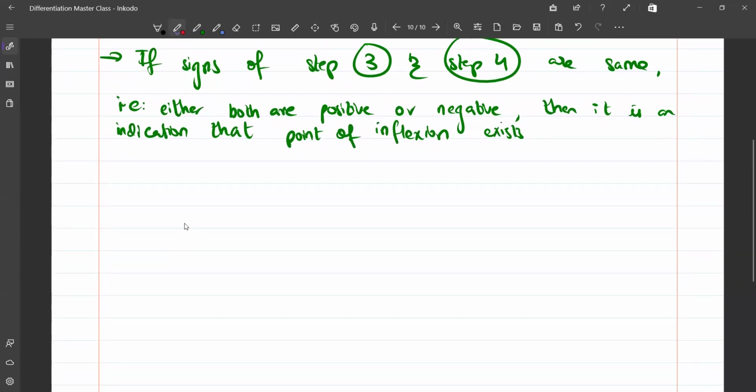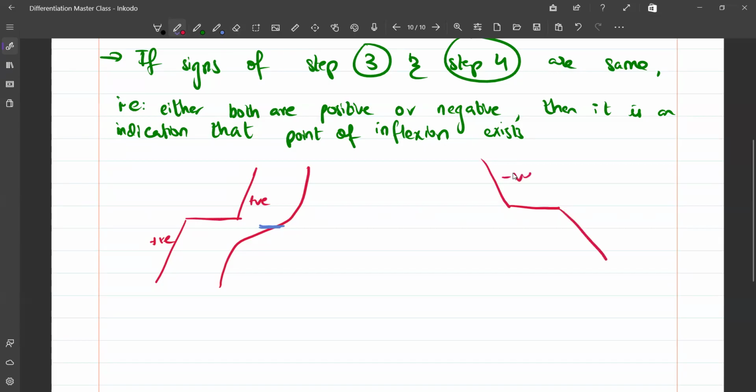Let's say both our step 3 and step 4 are positive. This is 0 and this is positive, positive. So the curve would go like this, and this is the point of inflection. Let's say both are negative. The curve would go like this, and this is the point of inflection.